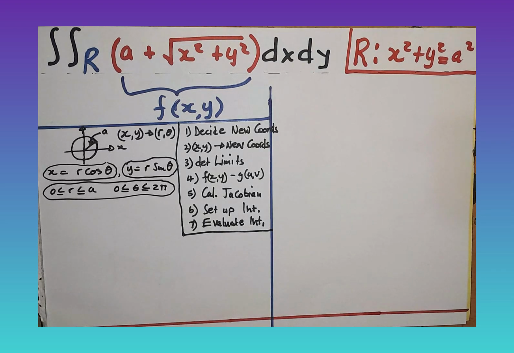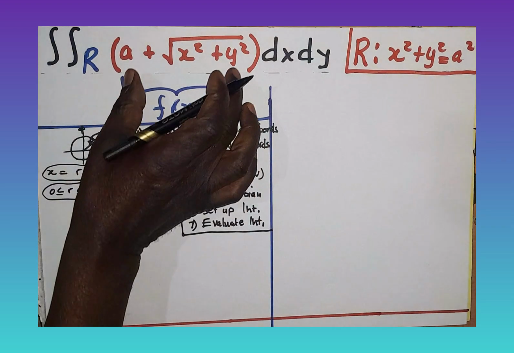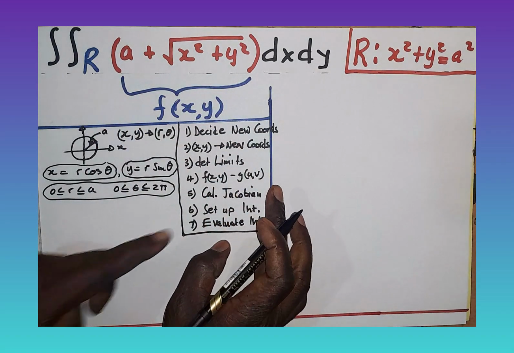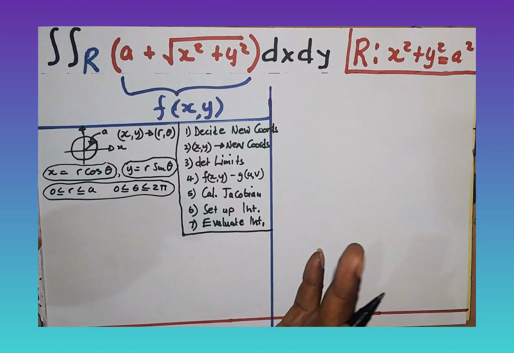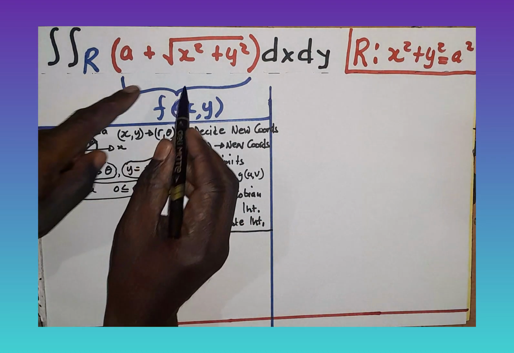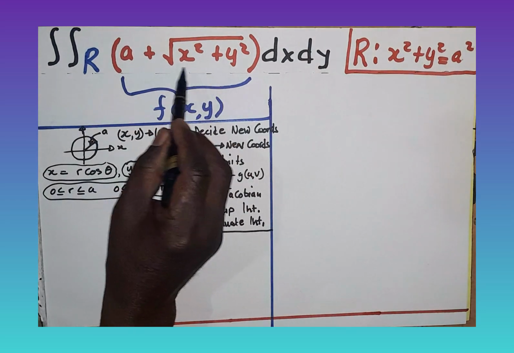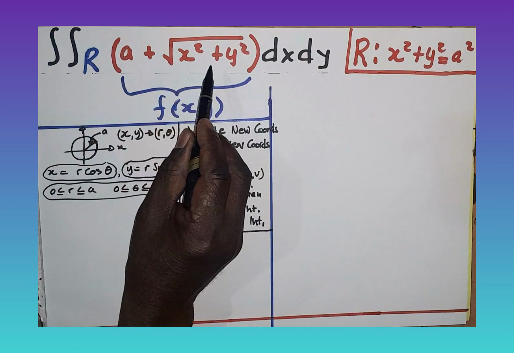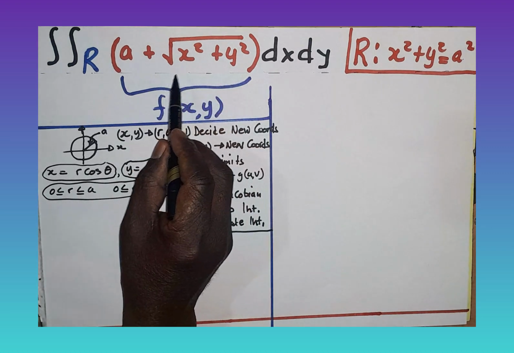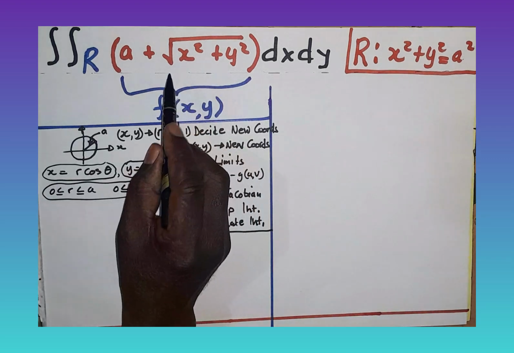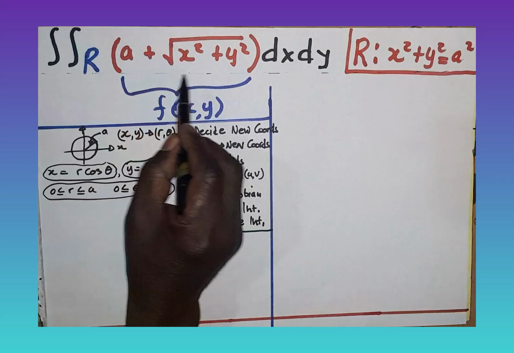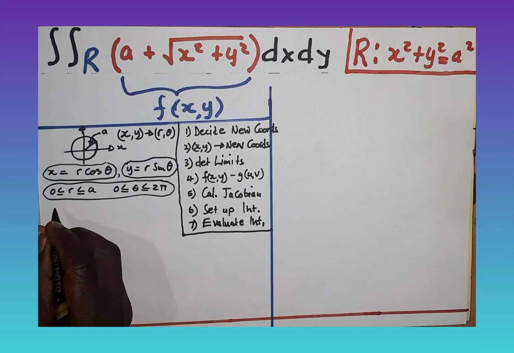Step number 4. Let's convert our function f of xy into a new function g of r theta. Of course, now our new coordinates are not u and v, but they are r theta, because we are changing to polar coordinates. Now, when we look here, the term inside our square root sign is an x squared plus y squared term. Now, x squared plus y squared is in polar coordinates r squared. So it's like a plus the square root of r squared, which is equal to a plus r. If you are in doubt, let me just show you here.